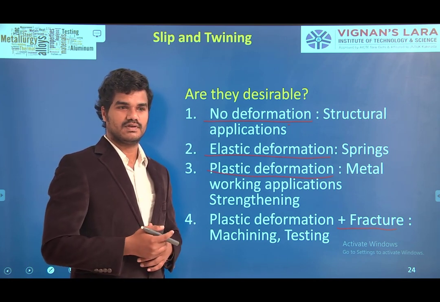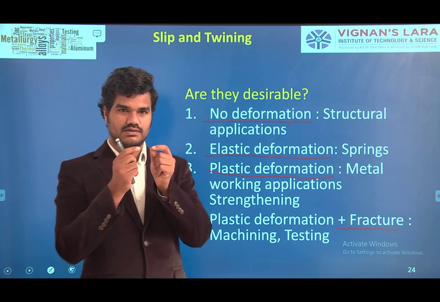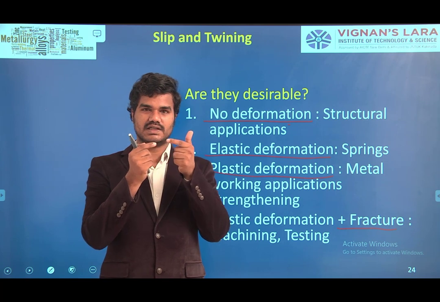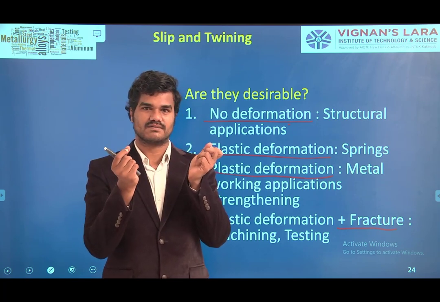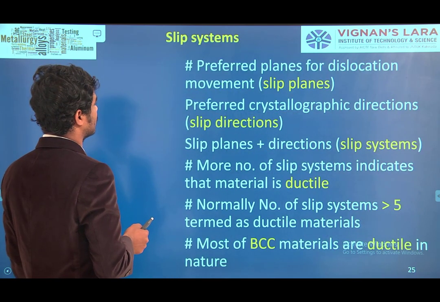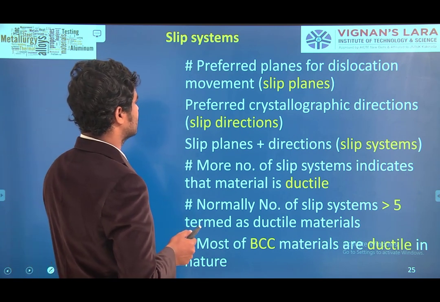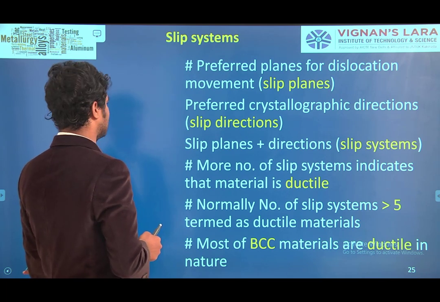What is slip? If you take two grains, when you apply load, what is happening? The two grains are changing. Between one grain and another grain, slip is happening. Because of that, plastic deformation is happening. Got it? Fine. What is simply slip? Slip system. What is slip system? Let us see the slip definition.